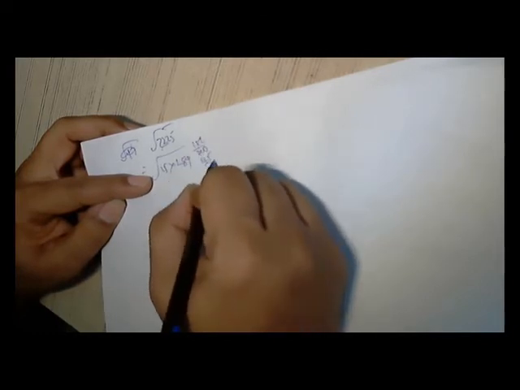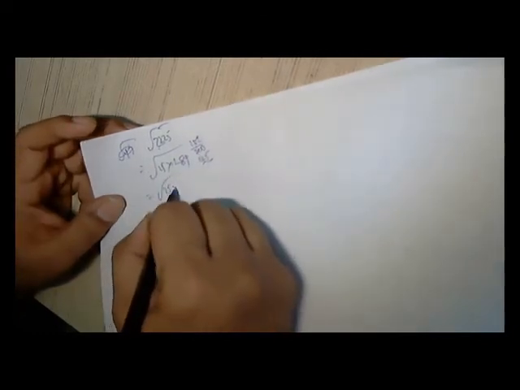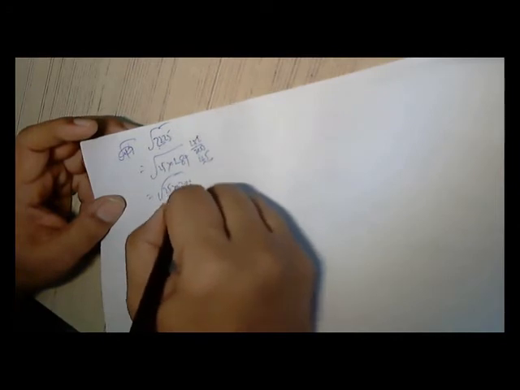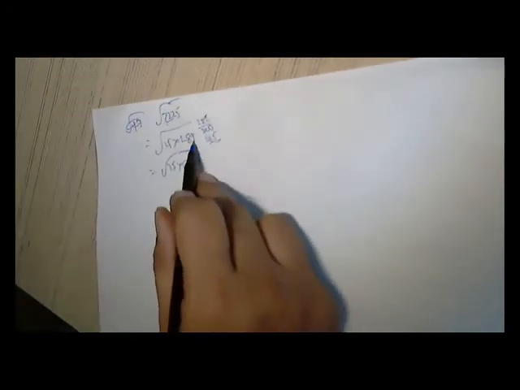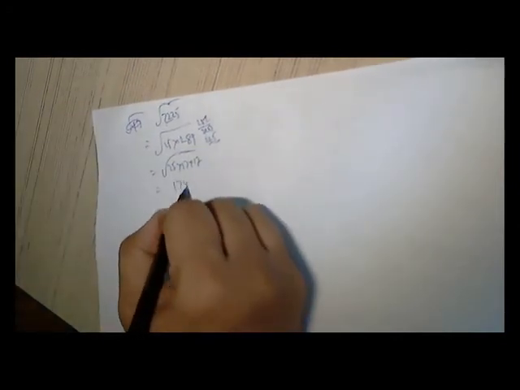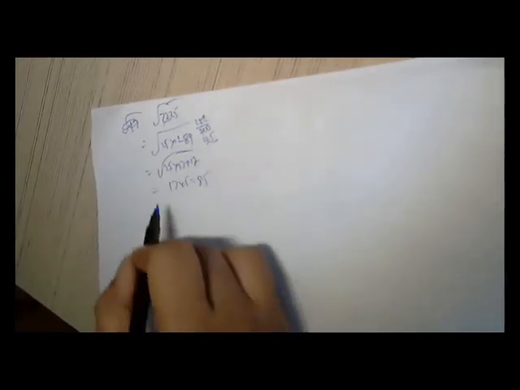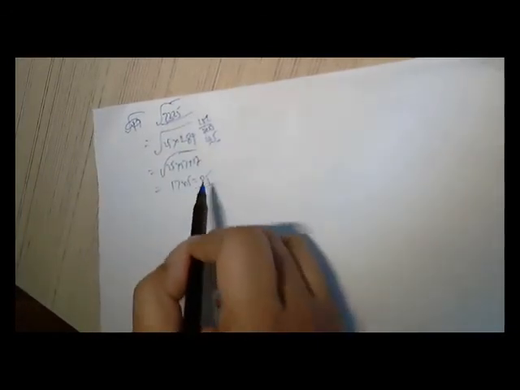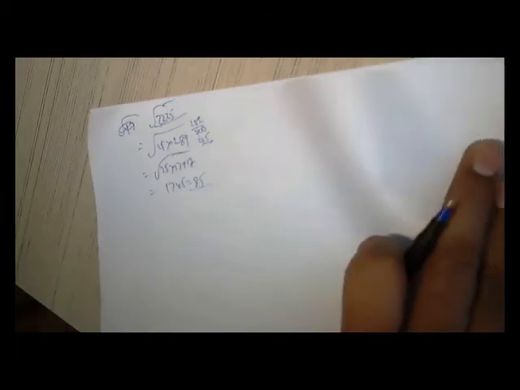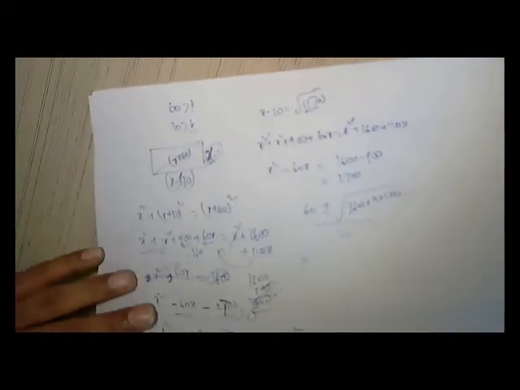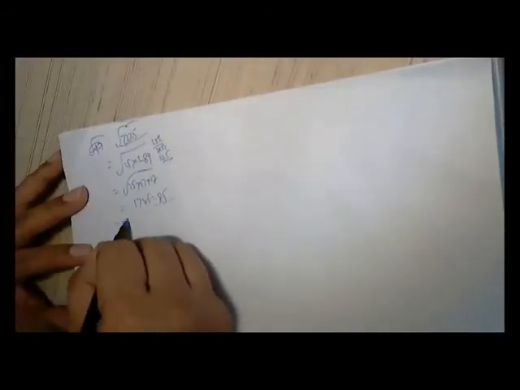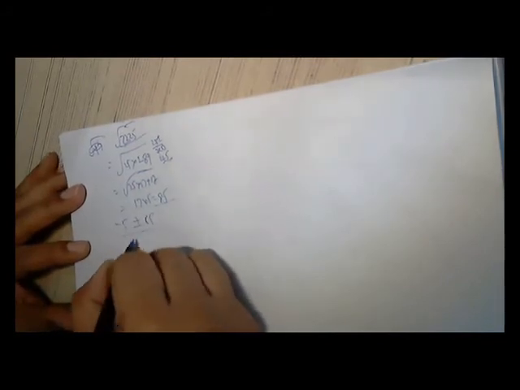So this is the root of 25 into 17 into 70. 17 17s are 289. So this is 17 into 5, 85. Square root of 225 is 85. Now if you see the problem again, minus 5 plus or minus 85 by 2.